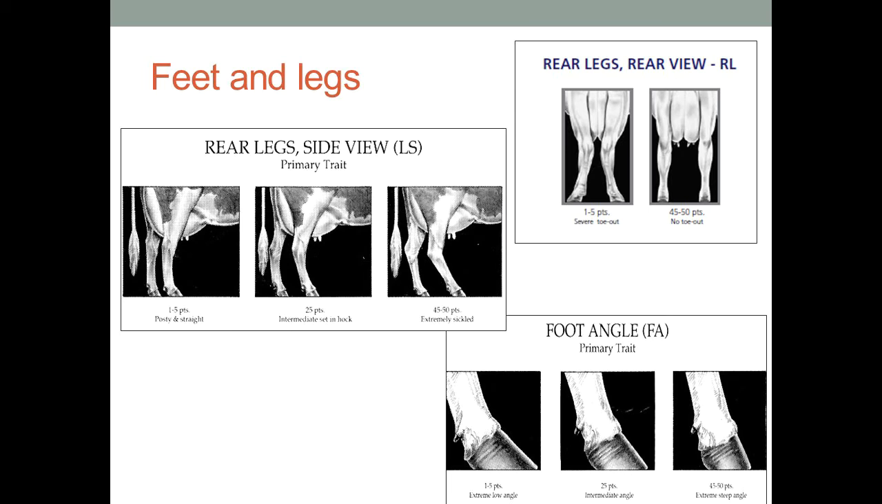A third very useful and very important trait that we score for feet and legs is foot angle. Again, this is a trait where it's a little tricky to remember which way the numbers go. A score of 50 is an extremely steep angle, and a score of 1 to 5 is an extremely low angle. I remember this by correlating it with height of my heels. So a very high score would be as if the cow is standing on high heels. She's very upright, very steep. A very low score is as if the cow is wearing flats, a very low angle.